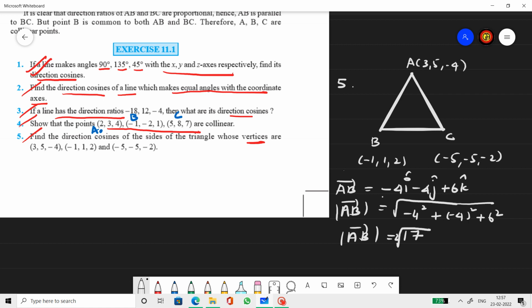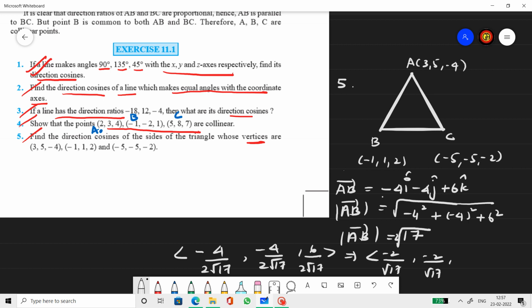So DC is what? DR by the magnitude: minus 4 by 2 root 17, minus 4 by 2 root 17, and 6 by 2 root 17. So this will further reduce to minus 2 by root 17, minus 2 by root 17 and 3 by root 17. So like this, you need to do it for all the other sides also. I did for AB, you have to do it for AC and BC also.